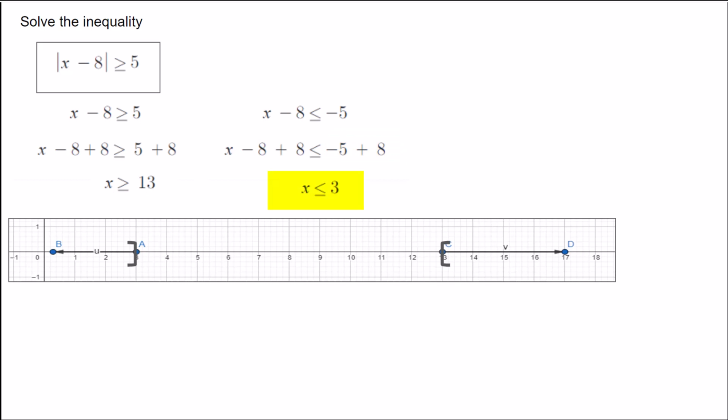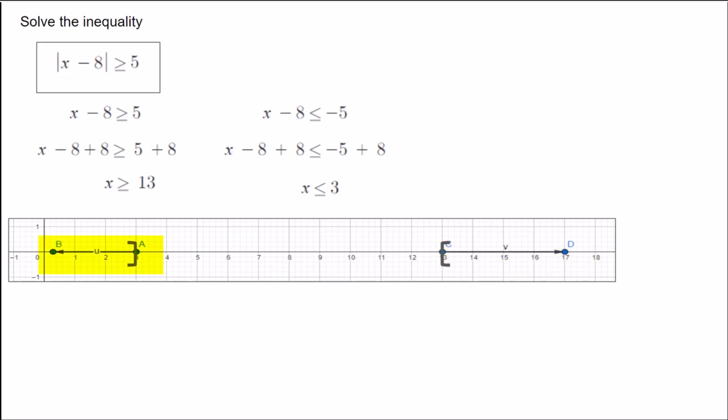If you were asked to plot this on a graph, you could start with either expression, x is greater than or equal to 13. You'll write the bracket, right, because the 13 is inclusive. That means x can equal 13. Then you could draw an arrow going to the positive side of the x-axis. So this expression is half closed, and it's unbounded because you can go to infinity in the positive direction.